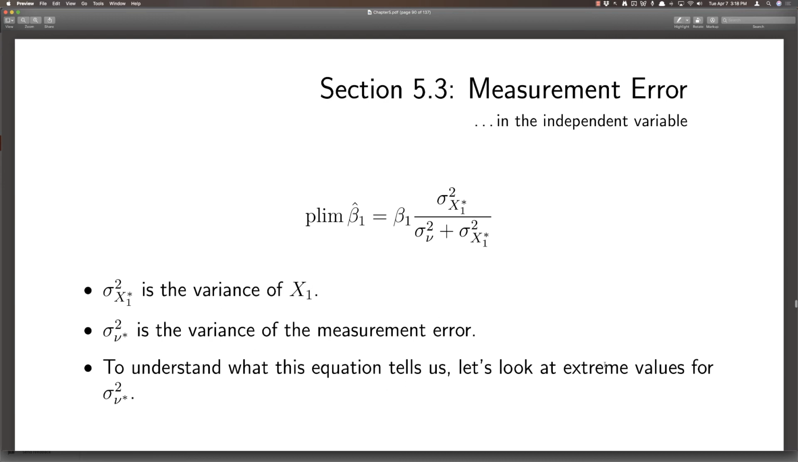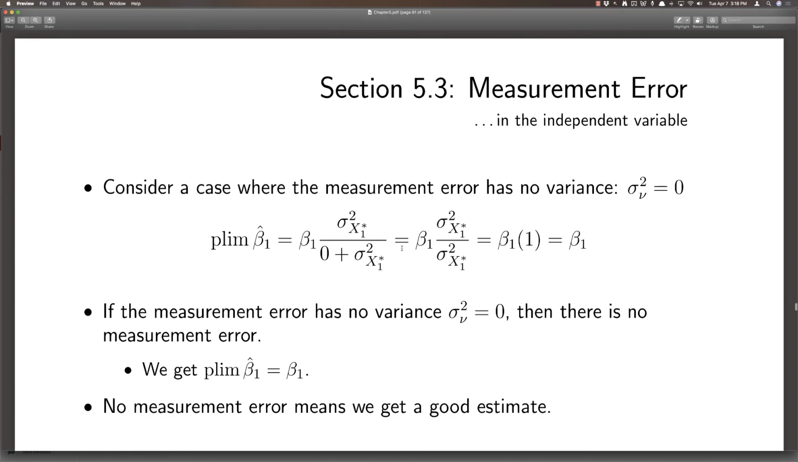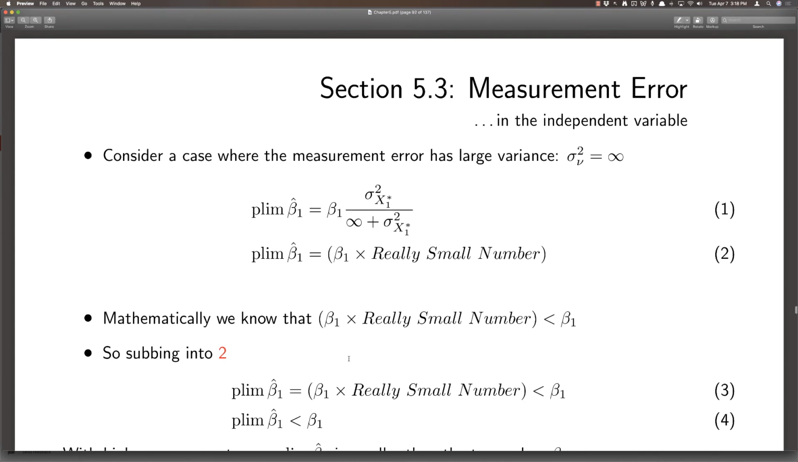To understand what this tells us, let's look at some extreme values, all right? So what if there's no variance on the error term? Basically, there's no error. X1 measures x1 star perfectly, right? That means the nu would be 0 for everyone. It measures everyone's x1 star perfectly. Well, if I plug that in, 0 variance, notice I just get that the probability limit of beta 1 hat equals beta 1. There's no problem. No measurement error means we get a good estimate.